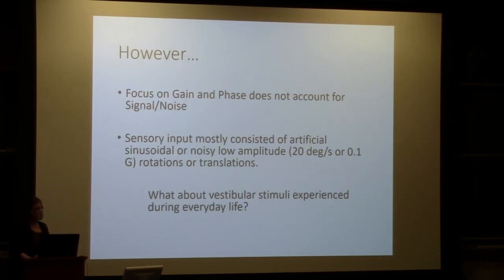Okay. But things to point out. Focus on gain and phase does not account for the signal noise. You can have a big gain, right, but could have a really big band of noise around that gain. And the sensory input that people have studied has been really low amplitude, usually about 20 to 40 degrees per second, 0.1 to 0.2 Gs of motion. The question is, how do we really move in everyday life?